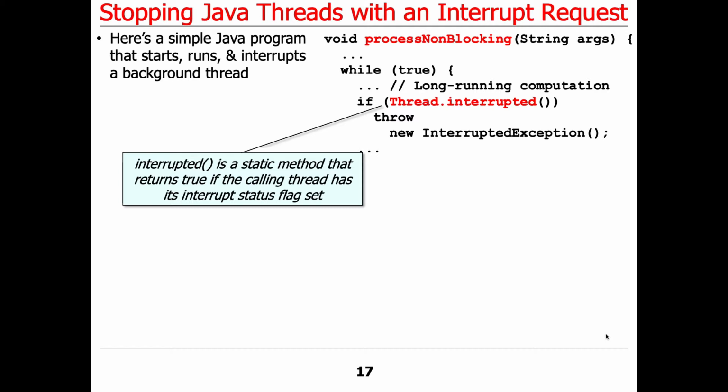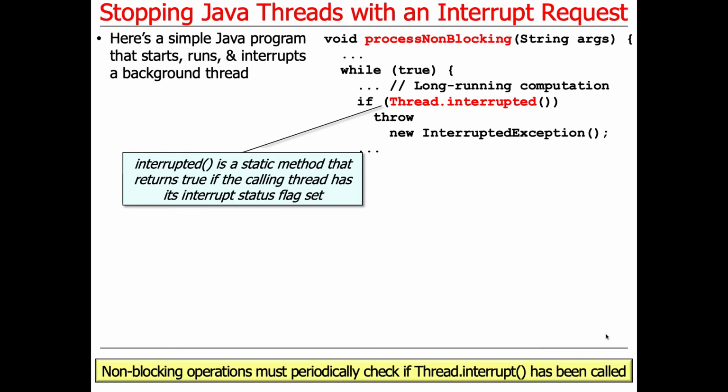You can also check to see if you've been shut down by calling Thread.interrupted. And that's a static method that returns true if the calling thread has its interrupt status flag set. So as you can see here, some long-running operation. If we've been interrupted, we discover that, and then we throw an InterruptedException or something. Non-blocking operations have to periodically check to see if Thread.interrupt has been called.